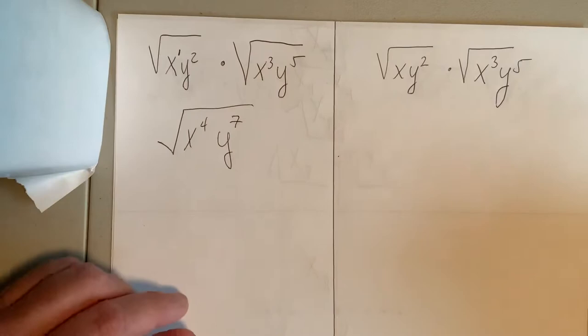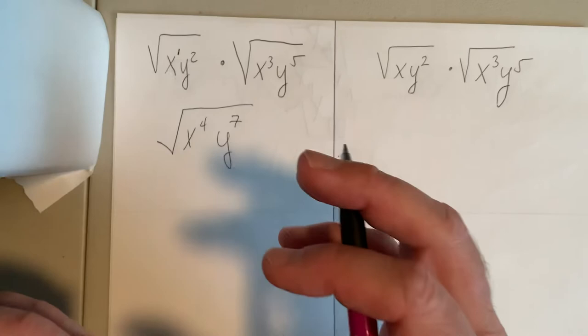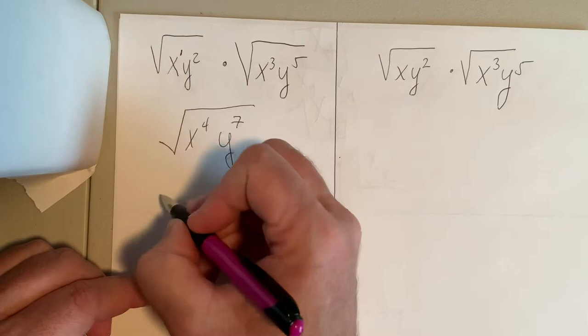So then what? Well, apply your radical rules that you know for variables. Even. So since this is even, it goes outside and becomes x squared. Odd.